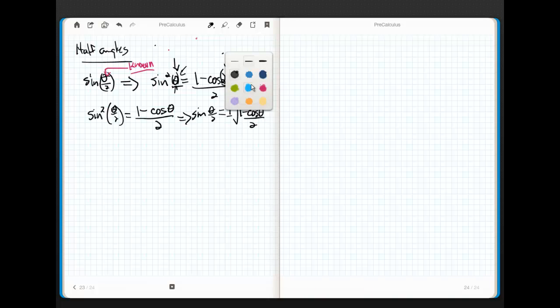Now, this plus and minus right here, it's probably the bane of many students. This is determined by the quadrant. And I'll give you a few examples of that and you'll understand. So this is determined by the quadrant. Okay?